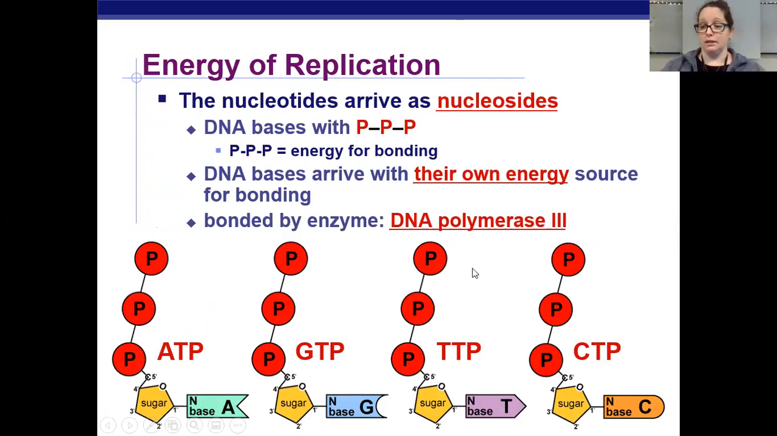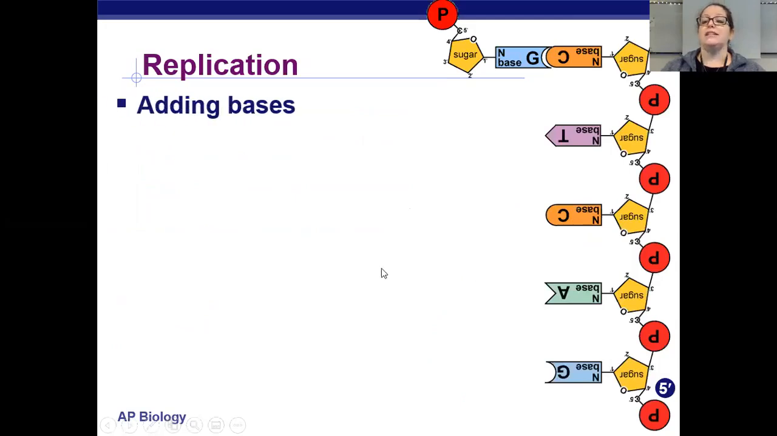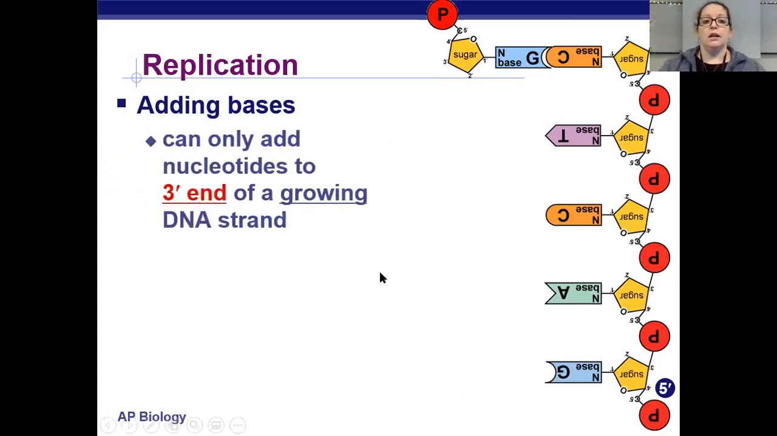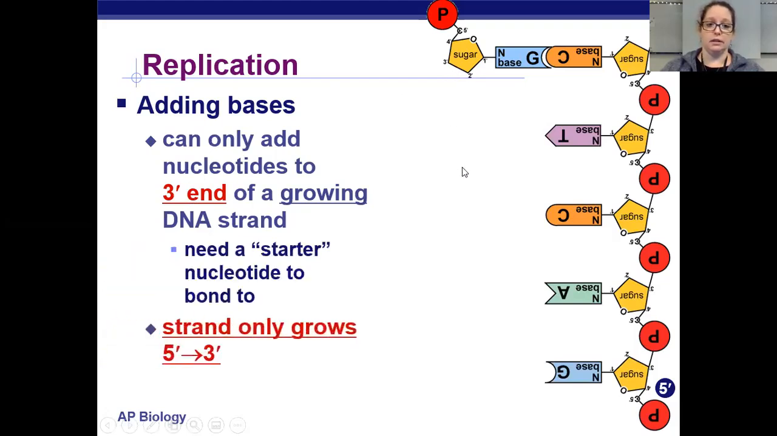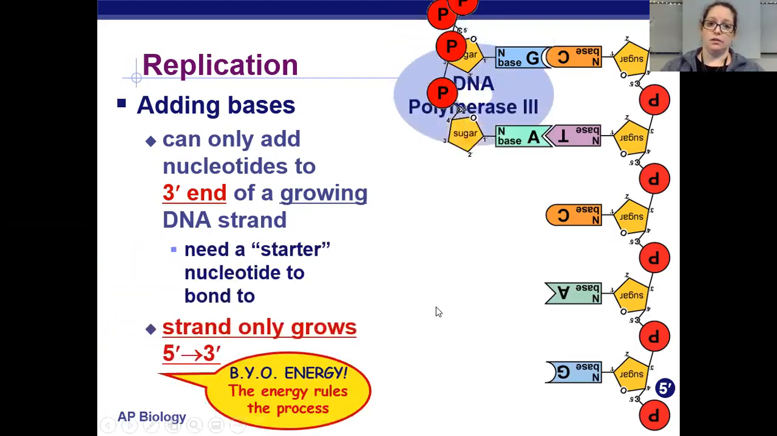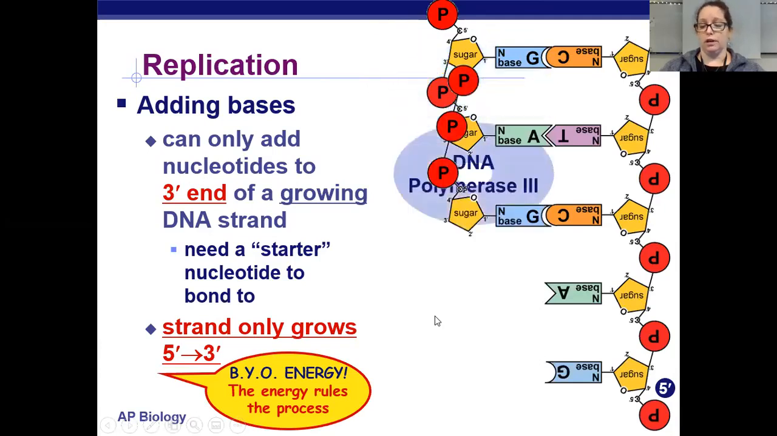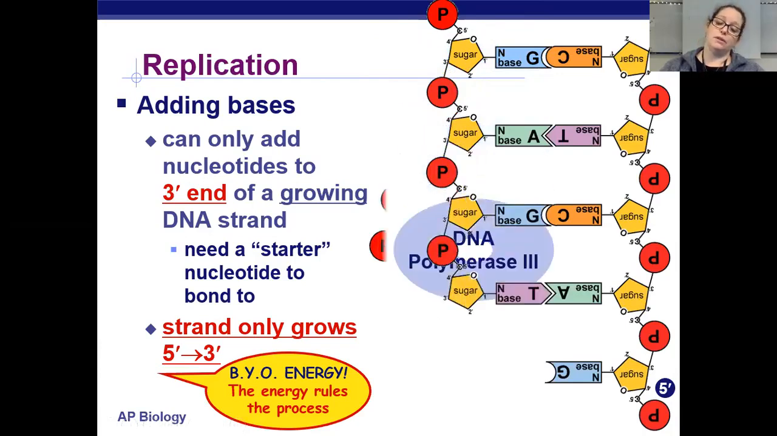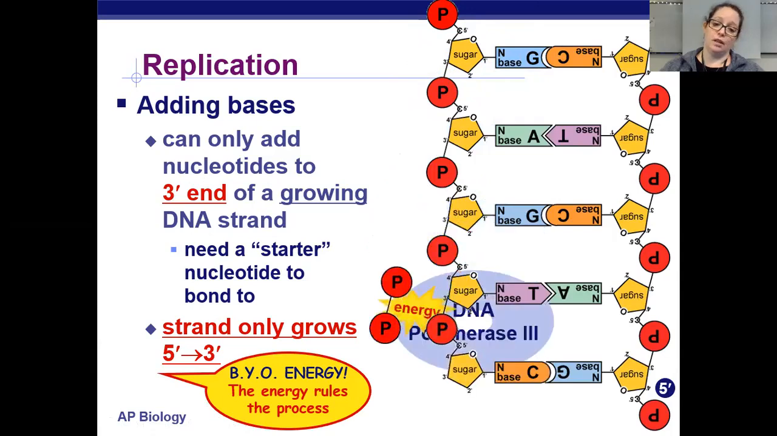They're bonded by the enzyme DNA polymerase 3. So DNA polymerase 3 is just facilitating the bonding. It's not adding its own energy to it. You can only add bases, once again, to that free 3' end. And so there we go. You bring in your own ATP, and you use it for that energy. In the DNA polymerase, this works its way down.